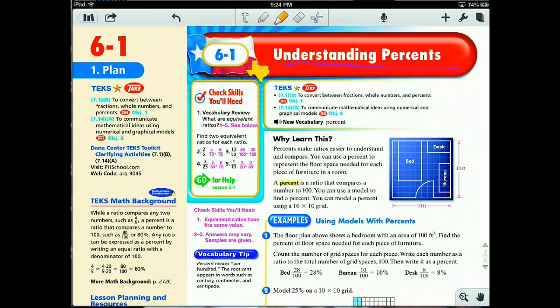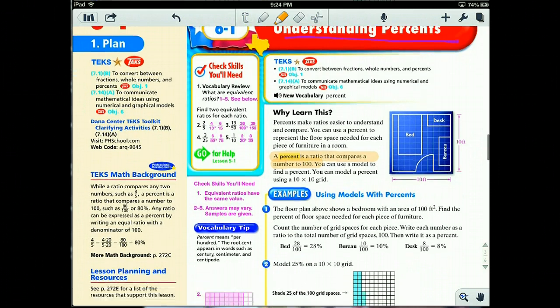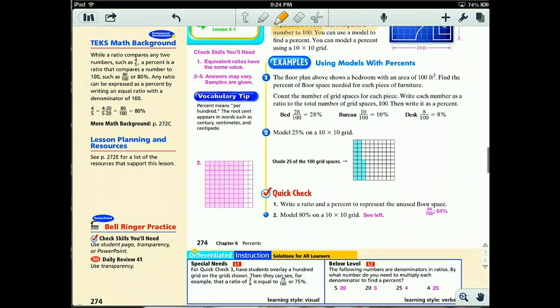And right here, if you notice guys, it says a percent is a ratio that compares a number to 100. So please make sure you copy that down. That's the first thing I want you to enter into your notebook. So let's go ahead and see what we need to learn for today. The first example is how do we draw percents using a 10 by 10 grid. So I actually want you to copy this down.